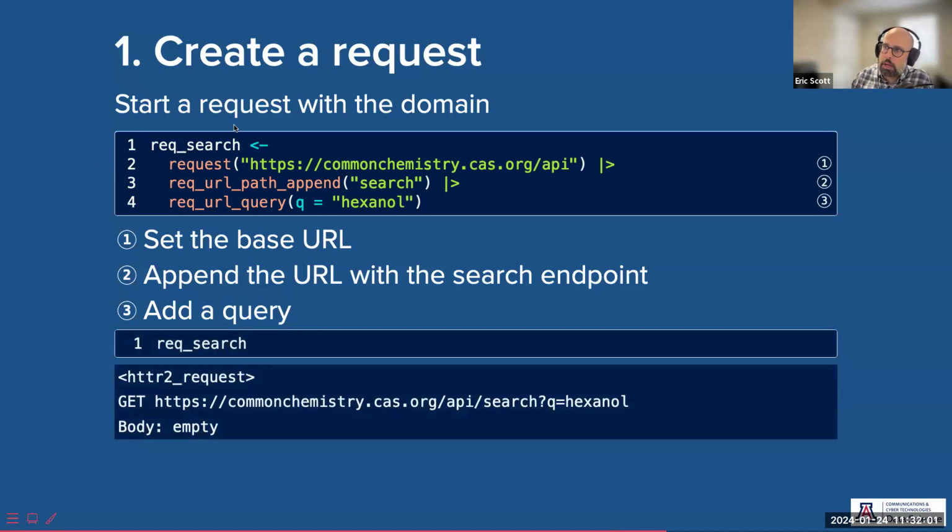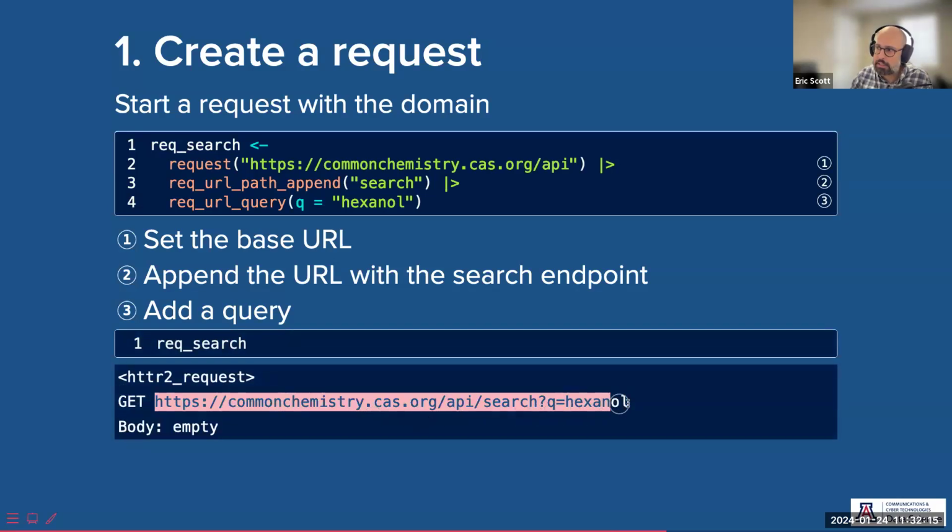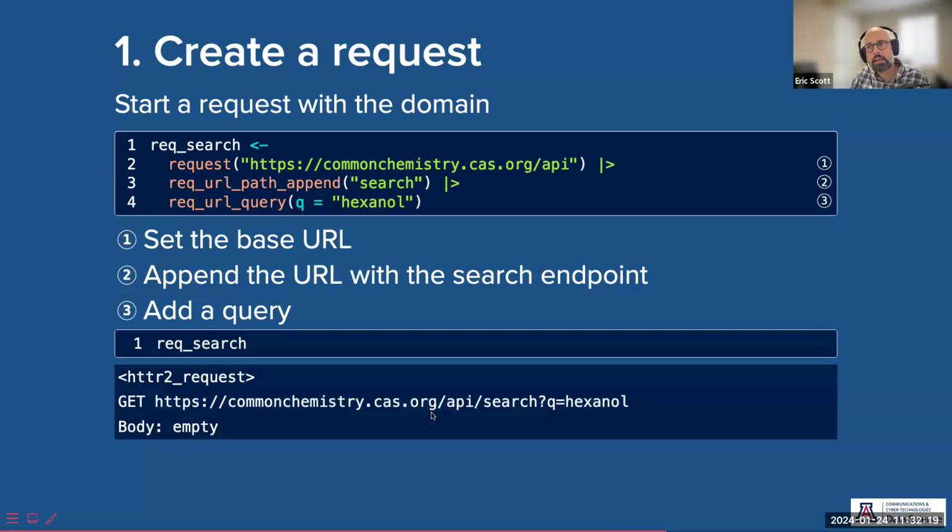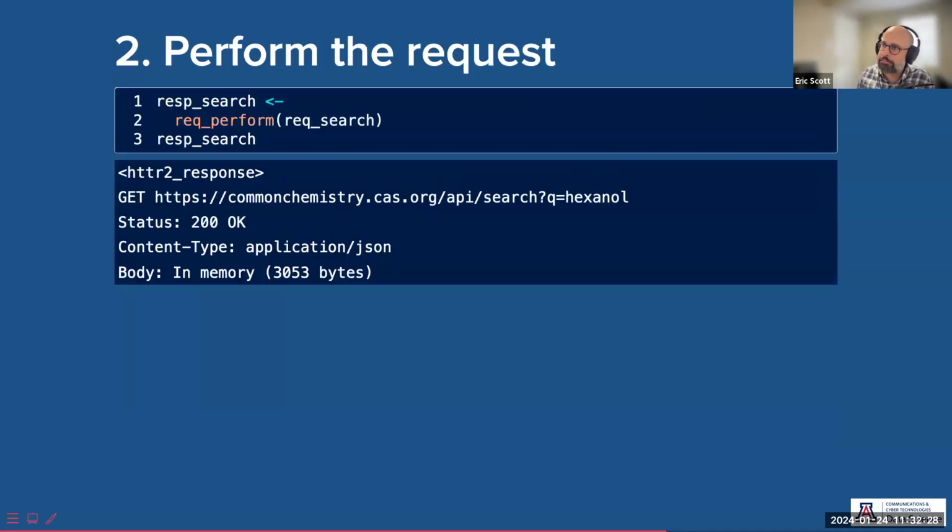When we then run this req_search object that we've created, it is an httr2 request object. It tells us the method, which is GET, that's the default. And it tells us the URL that it's going to try to get data from. You notice that all these functions start with req. These are functions that are related to requests.